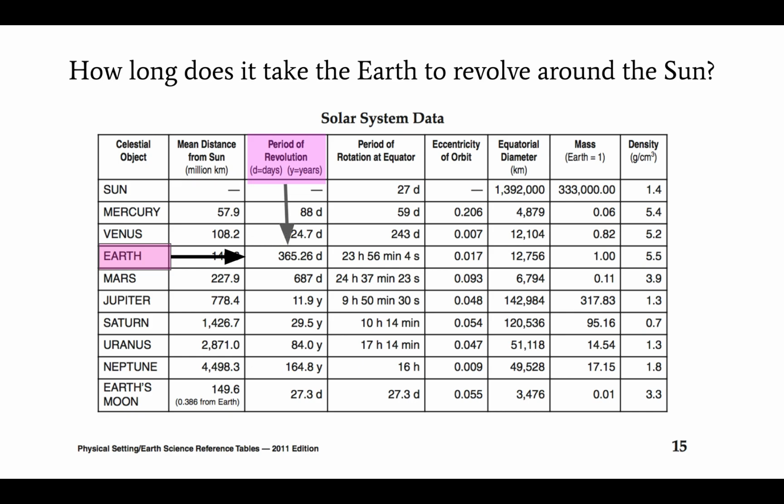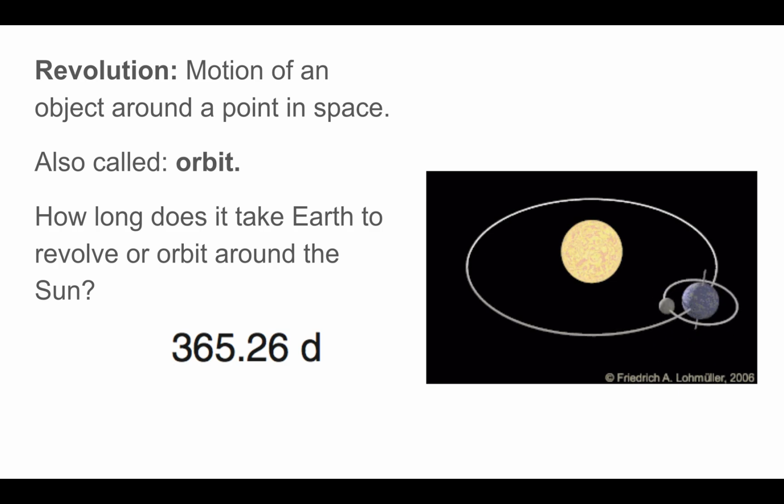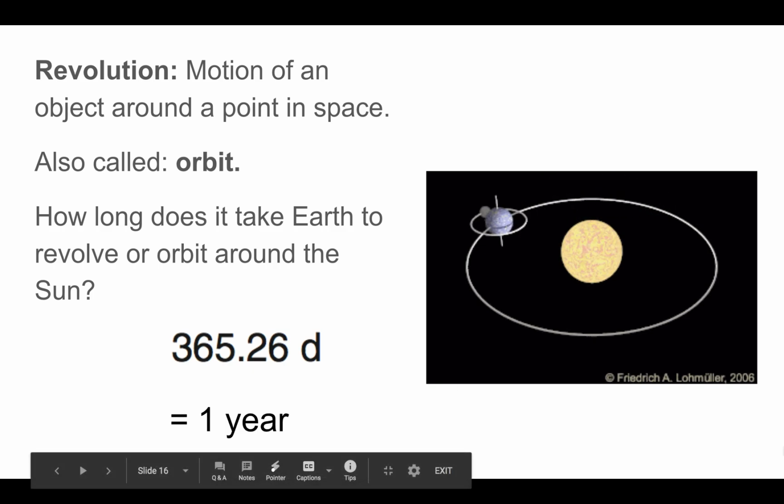If we follow the columns and the rows across and down, we will get that the period of revolution for the Earth is 365.26 days. So, how long does it take Earth to revolve or orbit around the sun? 365.26 days. That is about 1 year.